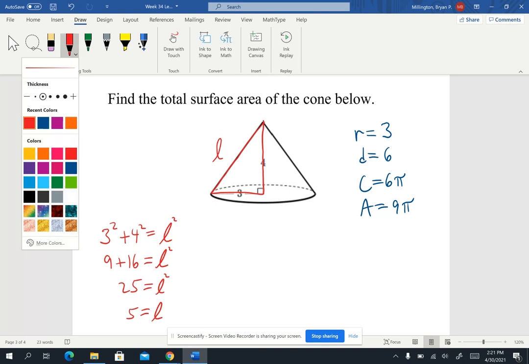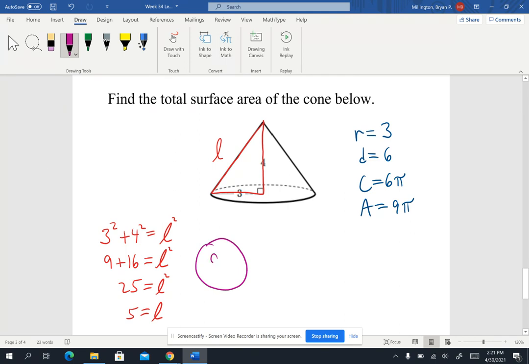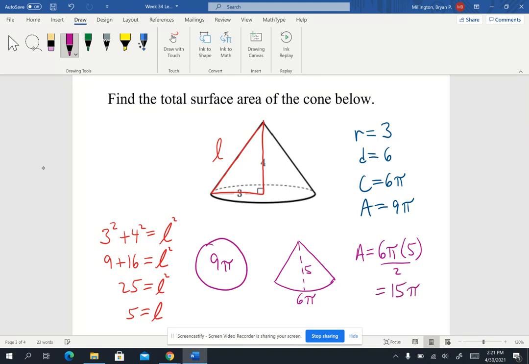We've got our different parts that we can break up here. I've got my circle, which we know has an area of 9 pi. And then I've got my unfolded triangle piece with the curved edge for the lateral area. Remember, we want to use the circumference as the base of that triangle. The height of this triangle is the slant height, which we found was 5. So the area, just like a triangle, is base times height divided by 2. Base is 6 pi, slant height is 5, divided by 2. So that's 30 pi divided by 2, so 15 pi would be that area.